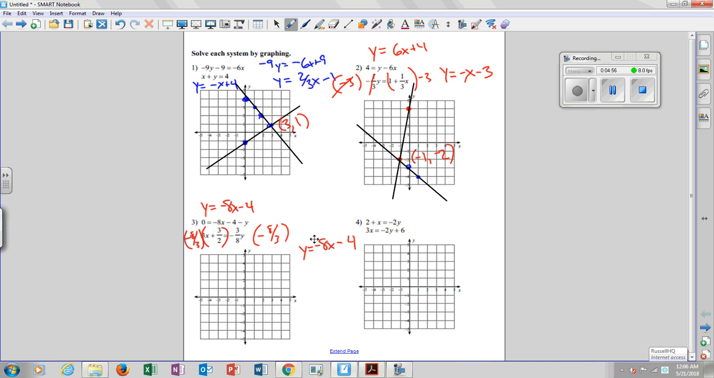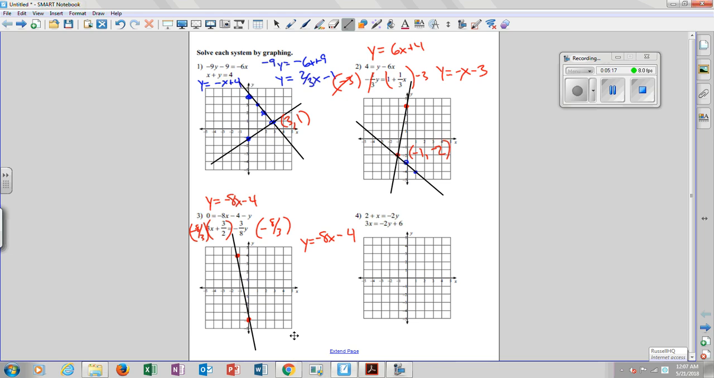These are both the same line. You can tell because they're the same thing. So you only have to graph one. Go down 4, and again, instead of going down 8 and right 1, I'm going to go up 8 and left 1 because it's the same thing. And draw a line in between my dots. That's it.